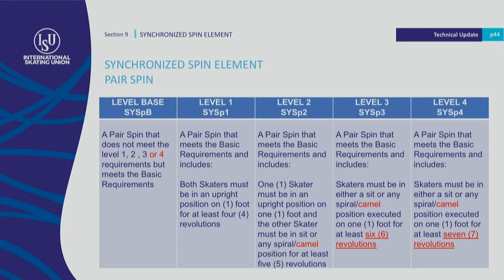The number of levels and number of required revolutions have been changed. To get level 3, both skaters must rotate minimum 6 revolutions in the required positions. To get level 4, both skaters must rotate minimum 7 revolutions in sit position or camel spin.